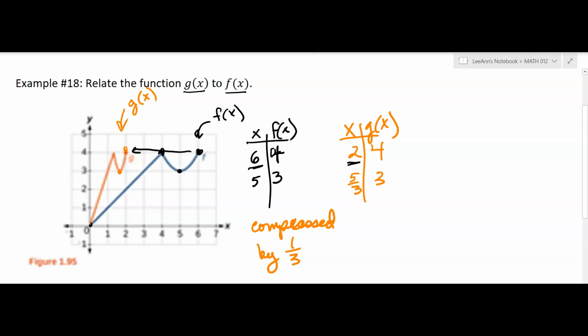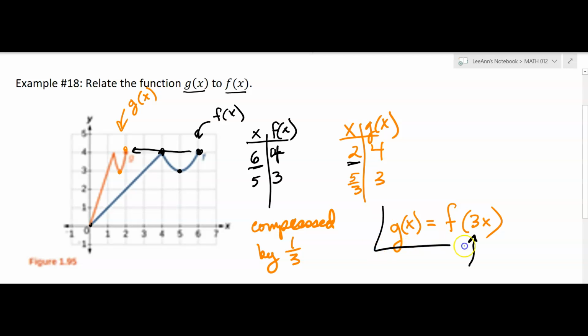So when we go to write the function g of x, remember you have to use the reciprocal. So it's going to be f of 3x, because the reciprocal of 1/3 is 3. Okay, so remember when this number b is greater than 1, that means a compression. Okay, so it's kind of like not what you think it's going to be.